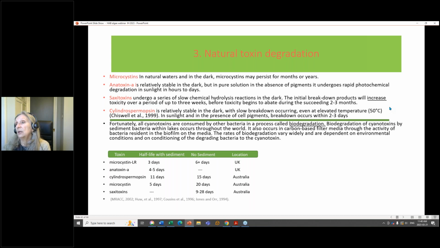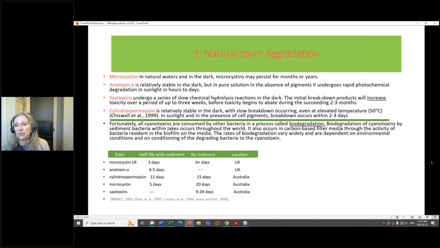The long and short of it is, if you have bright light and sediment present, you're likely to get a lot of natural biodegradation. But in the absence of these, you're going to get breakthrough of the cyanotoxins potentially through to your system. The rates that have been measured in and around the world vary depending on local conditions, as you can see in this chart at the bottom.